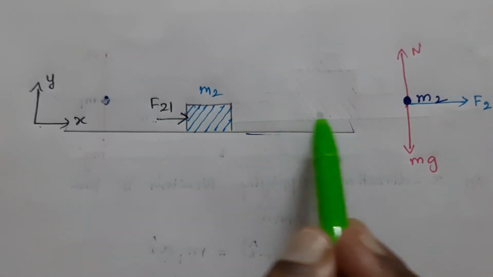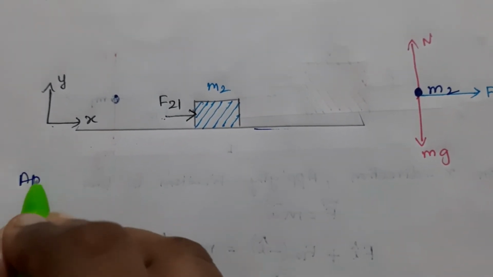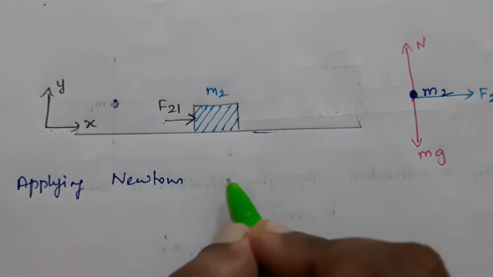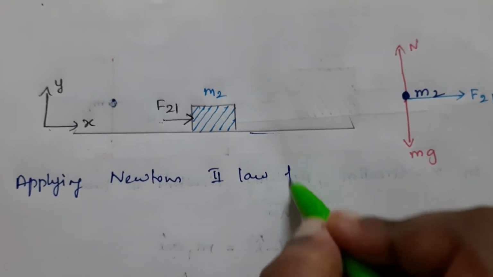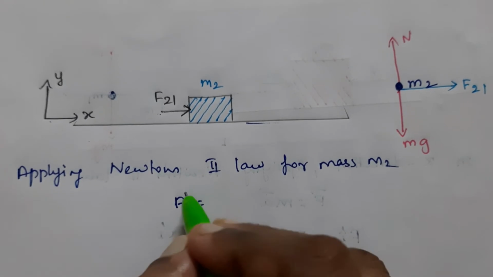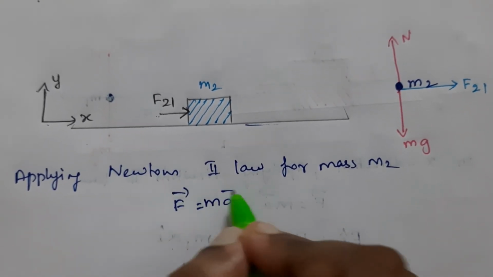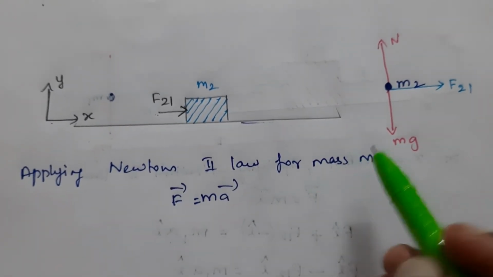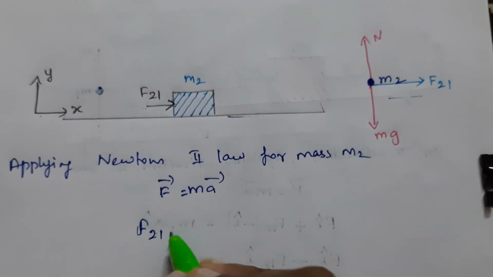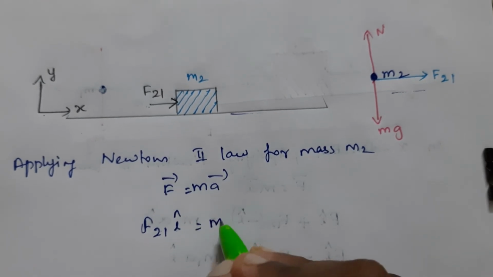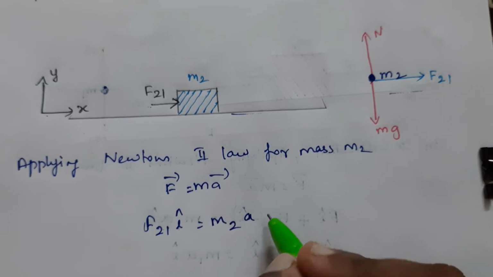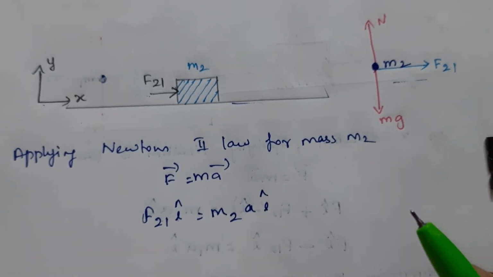Now the body is moving in the x direction. Now applying Newton's second law for mass m2, F is equal to ma vector. This is Newton's second law. The net force is only in one direction, so it is F21 into i vector is equal to m, where m is m2 here. The body is accelerating in the x direction, so it is a i vector.